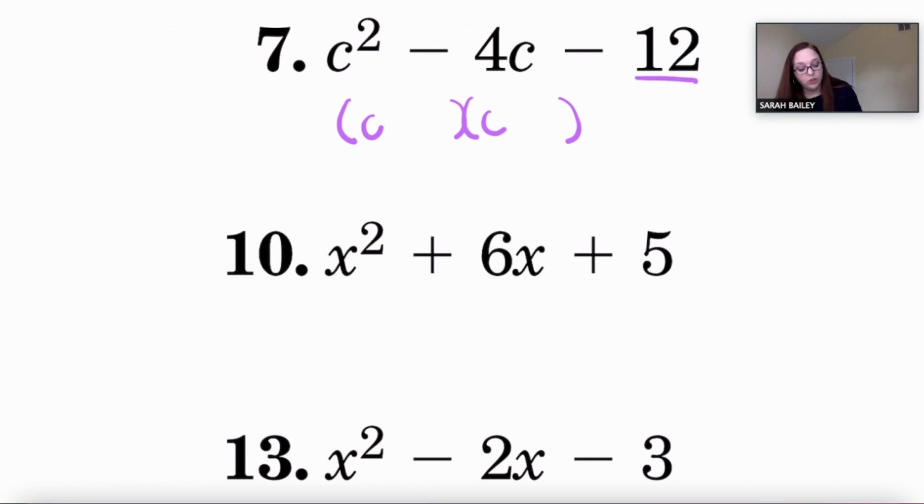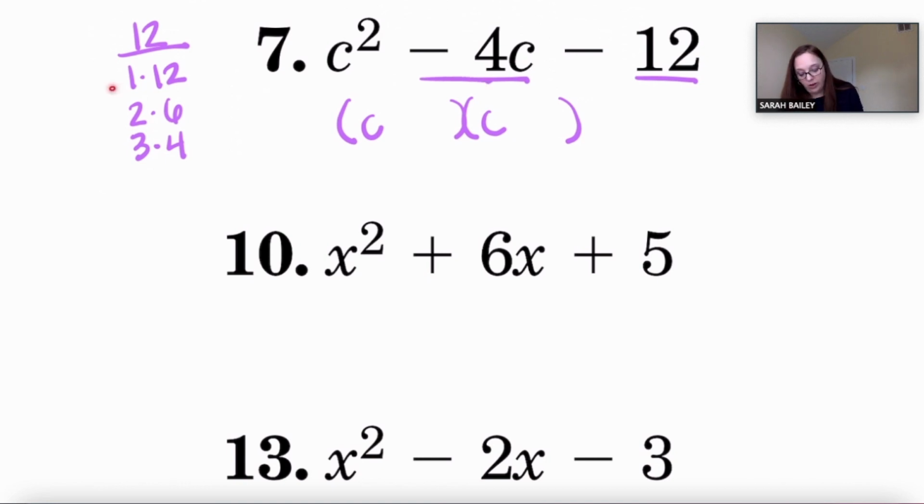Look at your constant term, which is a 12. List out all the factors of 12, starting with 1 times 12. Then go in order. 2 times 6, then it would be 3 times 4. Okay, now we're looking for a pair of factors that, when added, will give me a negative 4.